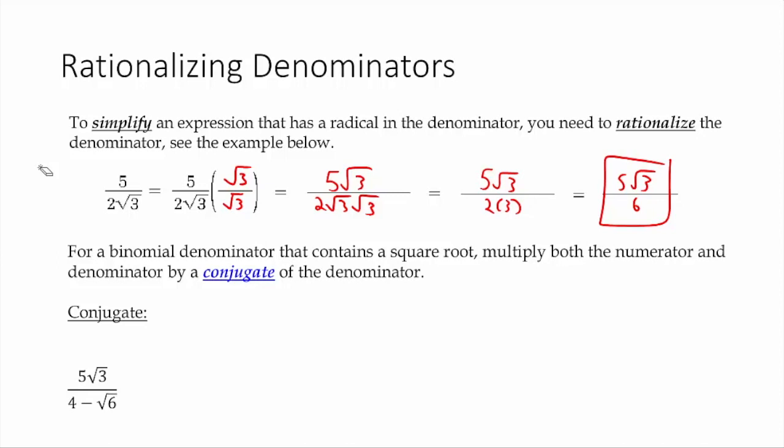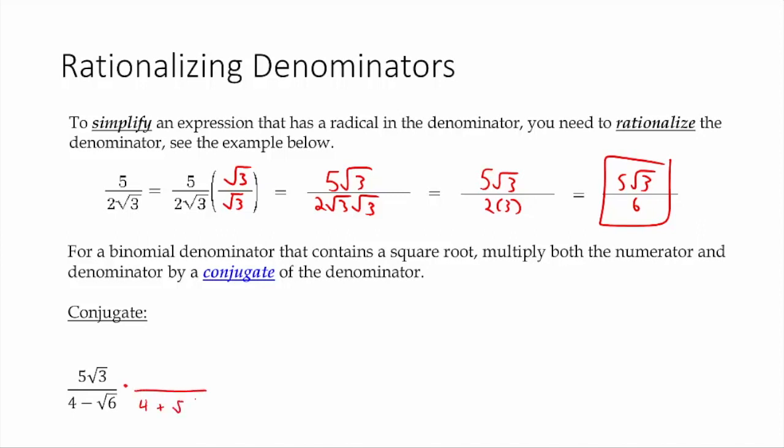But what if we have a question like this? We have 5 root 3 divided by 4 minus root 6. We can't simply multiply top and bottom by the radical because what will happen is that term out front will have to be multiplied by the radical too, and you'll still be left with a radical. So what we do is we multiply the top and bottom by what's called the conjugate.